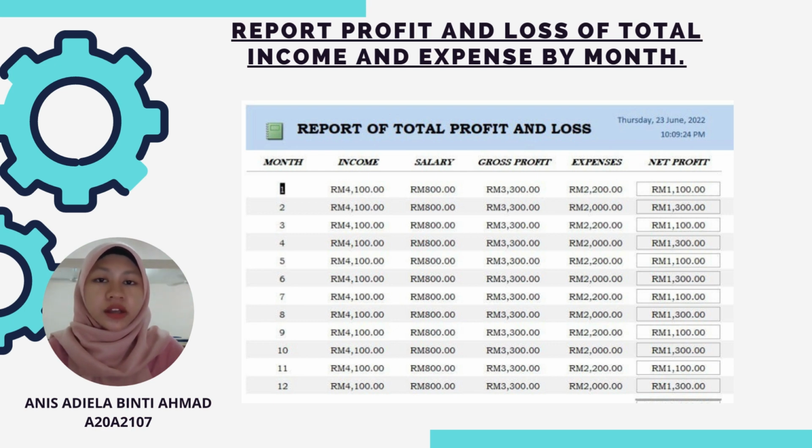For salary, 800 ringgit. For gross profit, ringgit, and for expenses we spend ringgit. For our net profit, we get ringgit. For the next month, March, our income was ringgit. For salary, ringgit. Gross profit also ringgit. And for expenses, we spend ringgit, and we get a net profit of ringgit. And the same goes for the following months until December.